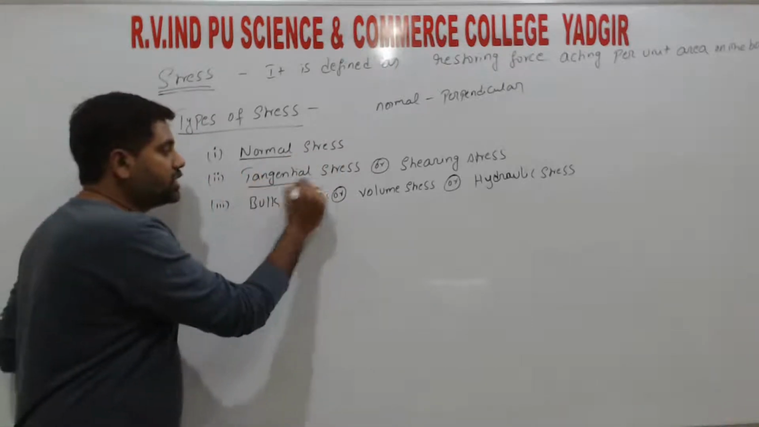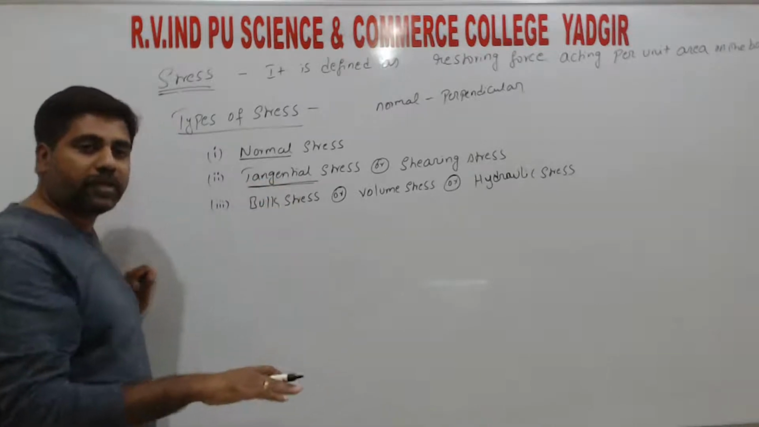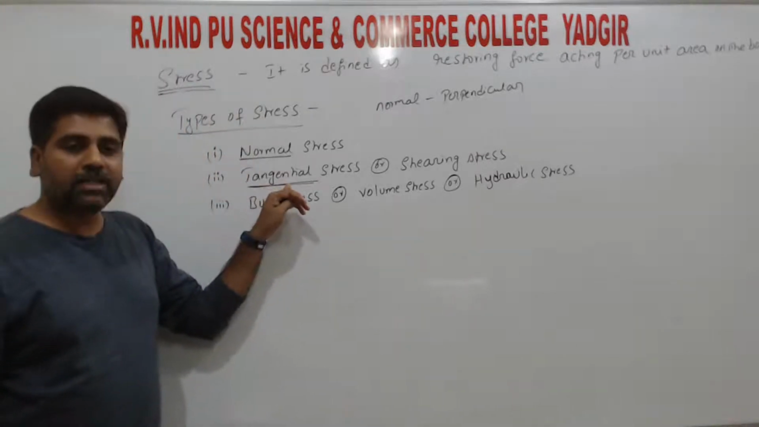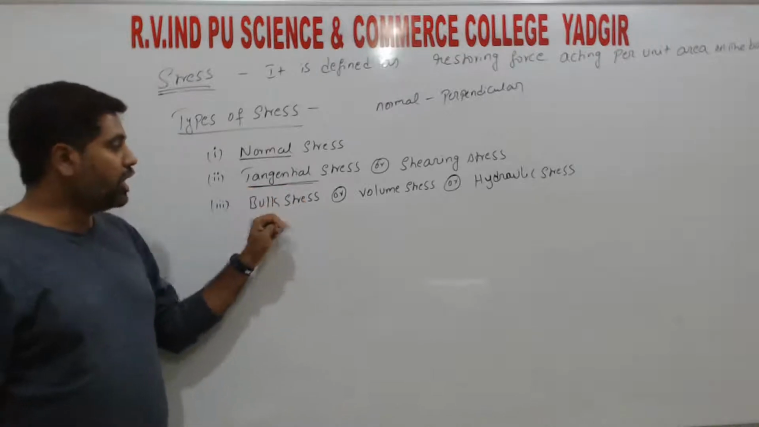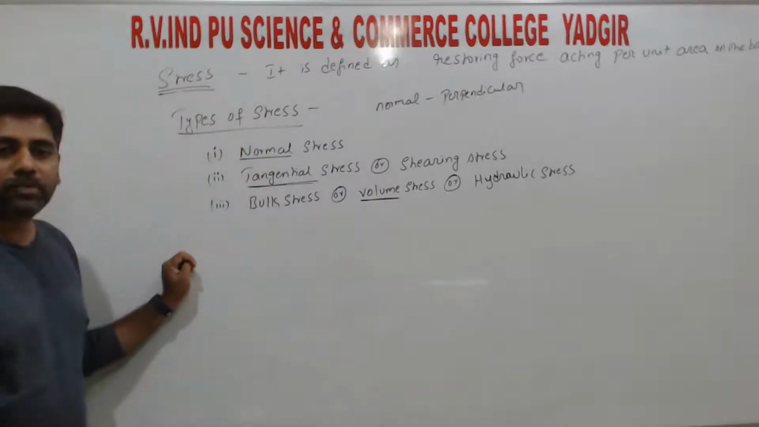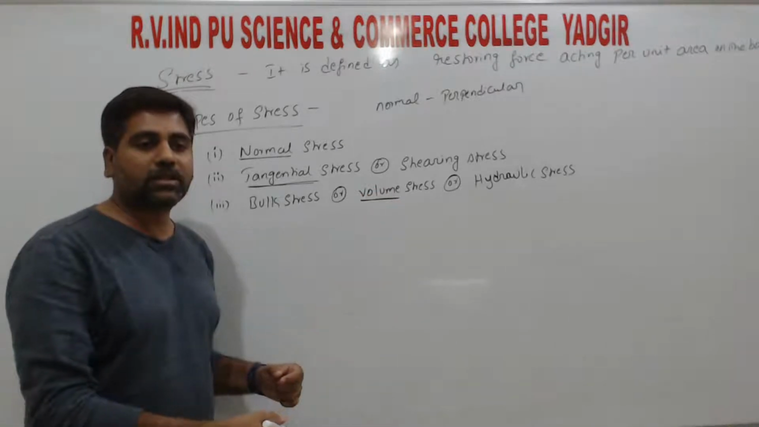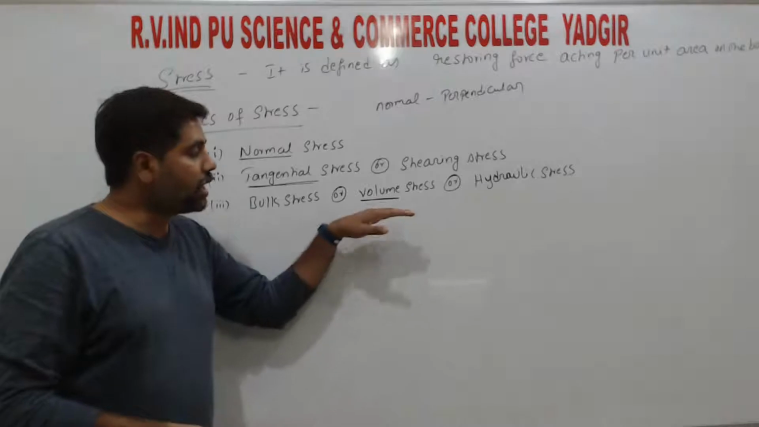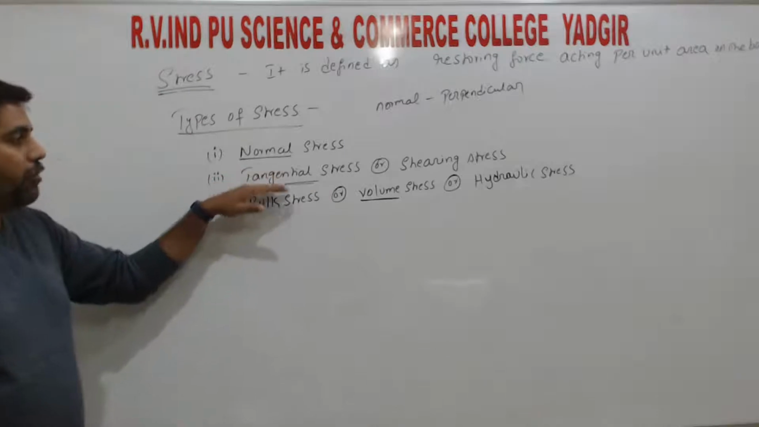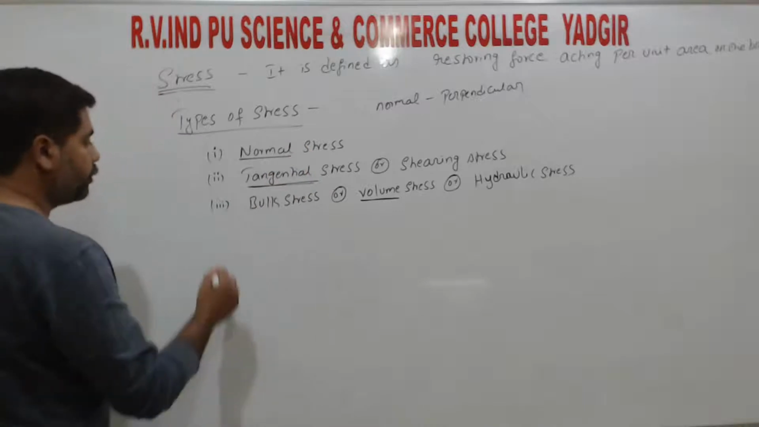So the next is tangential stress. Here also the name itself is mentioned: tangential stress. If the force acts tangent to the surface area, we call that stress tangential stress, right? Here also, bulk stress or volume stress. The name itself indicates volume stress. Here the force is acting on the total surface area of an object. That type of stress we call volume stress, right? So one by one we can discuss, starting with the normal stress.